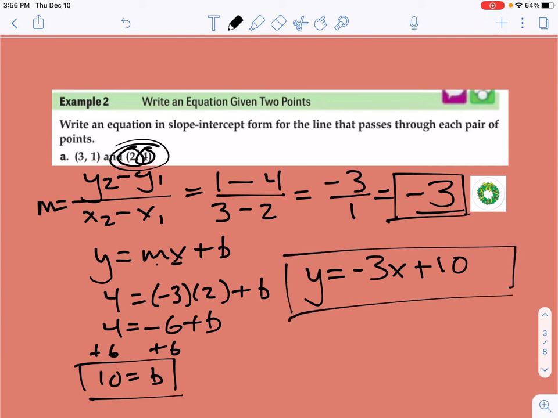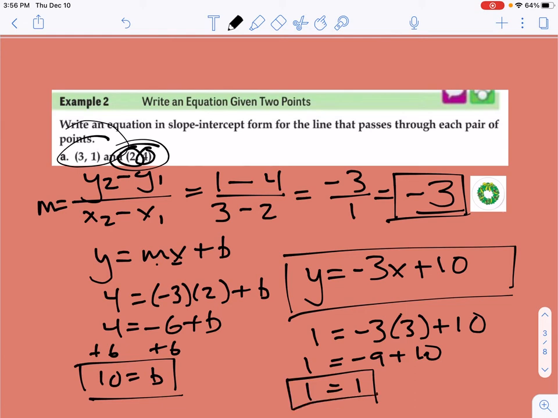And then what you can do if you're not sure is you can take that other point that you didn't use and you can plug it in and see if it works. So let's try that. So if I go 1, that's my y, equals negative 3 times 3 plus 10. Well, negative 3 times 3 is negative 9 plus 10 equals 1. And yeah, sure enough, look at that. All right, let's try another one.